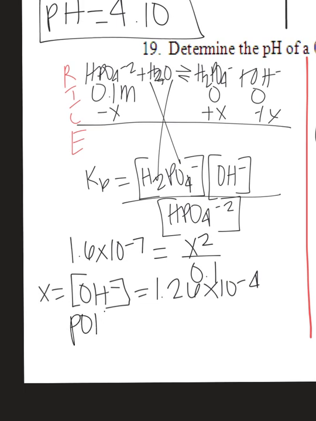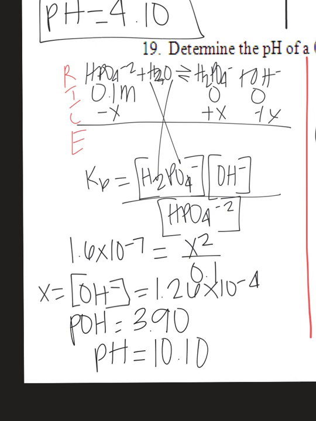From that, I can take the negative log of that number and get my pOH, which is 3.9. And then I can subtract that from 14 and get a pH of 10.10. Yeah, 10.10.